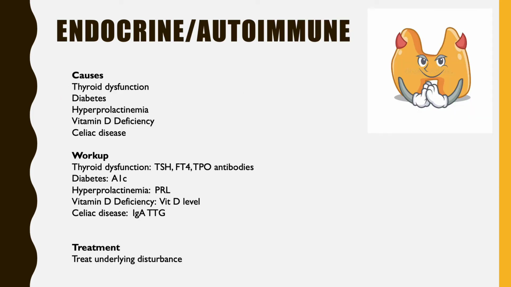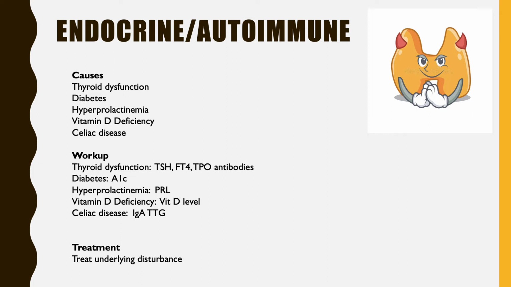The endocrine autoimmune category is somewhat broad. It includes thyroid dysfunction, poorly controlled diabetes, hyperprolactinemia, vitamin D deficiency, as well as celiac disease. Recurrent pregnancy loss might be the first sign of an underlying celiac disease, so it's important to remember this one.